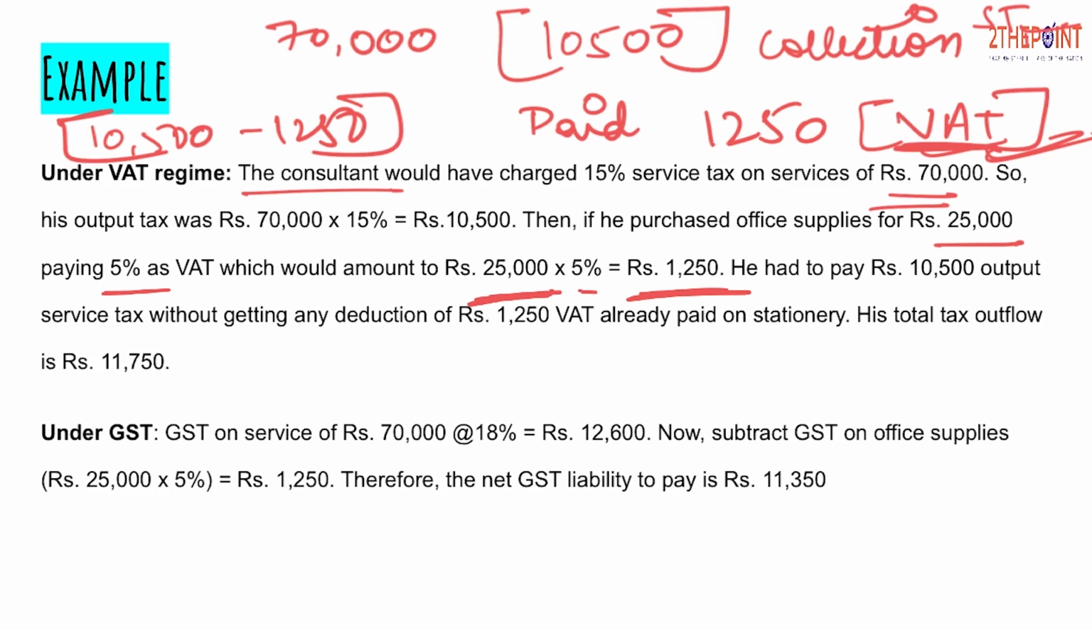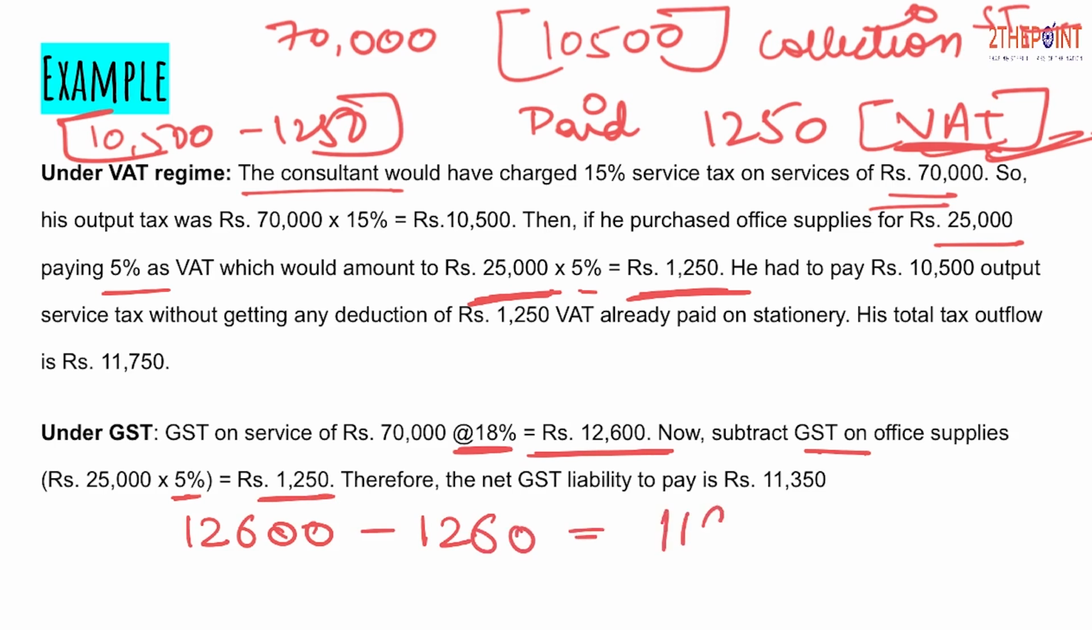So on the services that you provided, you collected a tax of 12,600 at the rate of 18%. Now whatever GST you paid on the office supply, that is 5% of 25,000, that is 1250. Now 12,600 is what you collected minus whatever you paid. The amount comes to 11,350. This is the balance amount that you have to deposit with the government, and not 12,600 and 1250 separately, because this amount can be set off from the tax paid on the services. So this is one of the major benefits of goods and service tax, that the taxes collected or paid on services can be set off with the taxes paid or collected on goods.